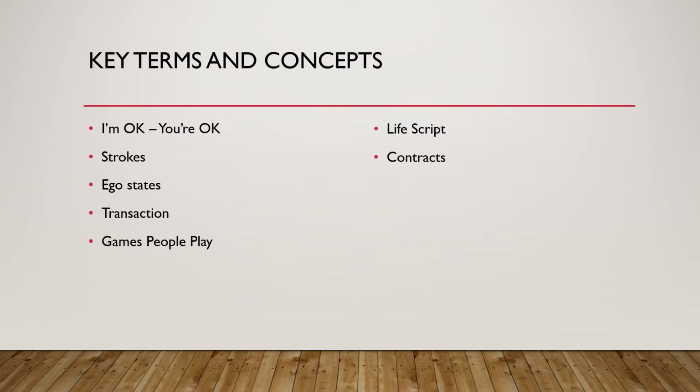Ego states: we have three different ego states. We have the child, the adult, and the parental ego state, from which we all human beings operate. Transactions refers to communication exchanges between people. Games people play: according to Eric, he defines certain socially dysfunctional behavior patterns as games.